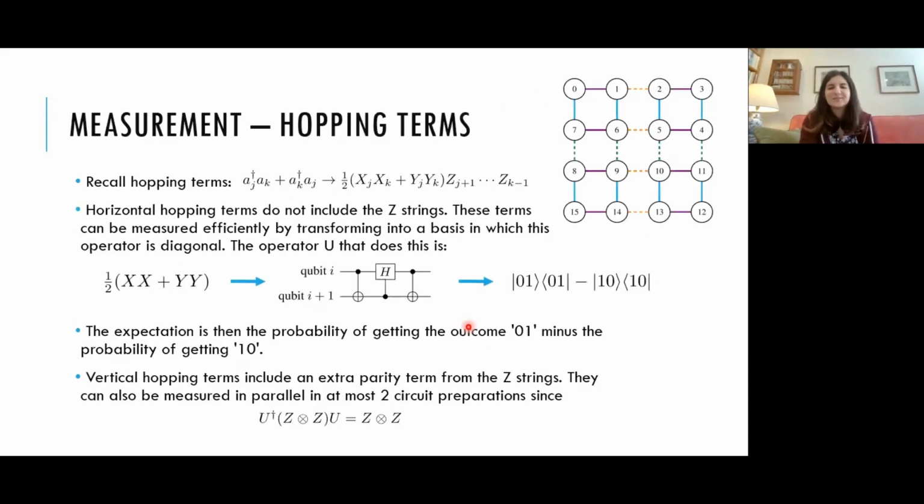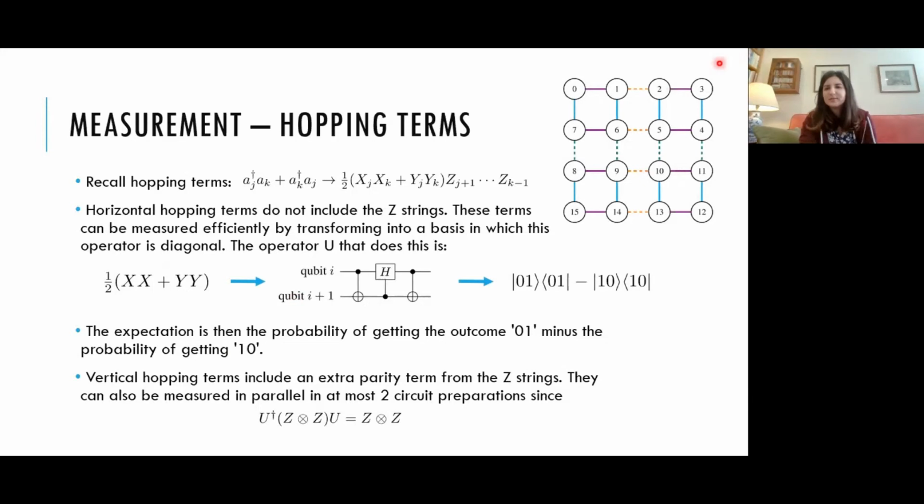The horizontal and the vertical hopping terms are a bit more complicated. If you remember, the hopping terms look like this. If we first look at the horizontal terms, not including these Z terms here, you can measure these XX plus YY terms efficiently by transforming into a basis in which the operator is diagonal. The operator that does this is a C0 followed by a controlled Hadamard followed by another C0. And you end up with this. So the expectation is the probability of getting the outcome 0, 1 minus the probability of getting 1, 0.